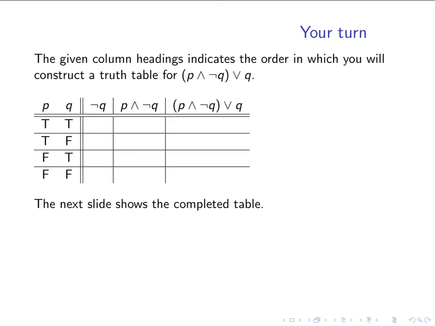So here are the headings that I used. I figured that I needed a not Q column. Once I had a not Q column, then I'd be able to do this, because this operation needs a P column and a not Q column, and I have those now. This operation needs a column for Q, which I already have, and needs a column for P and not Q, which I now have. So I should be able to do it based on that.